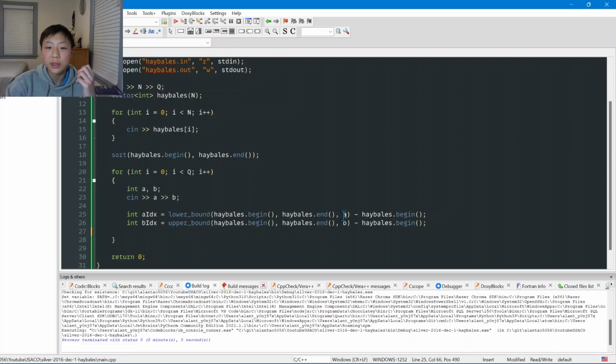Haybales.begin, Haybales.end. I'm going to pass in A. This will give us an iterator. So to convert that into an index, we need to subtract Haybales.begin. And we're going to do the same for B, except we're going to use upper bound this time. And then that's it. And then we're just going to cout the end index minus the start index, giving us how many Haybales are between those positions.